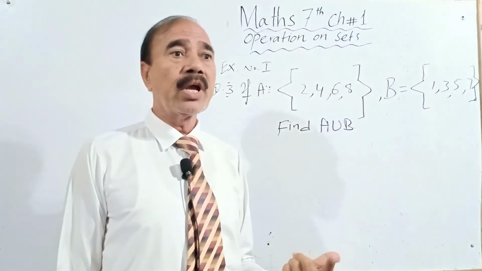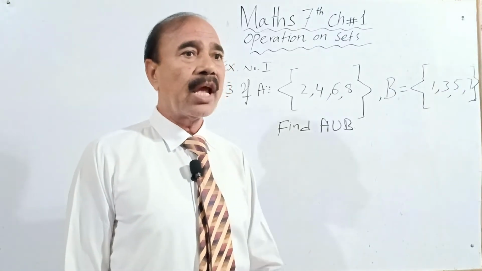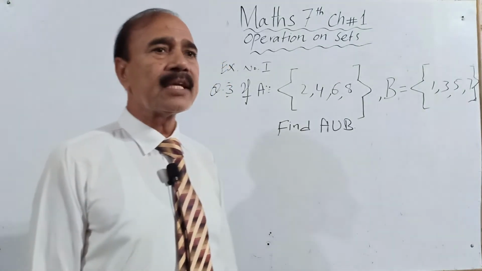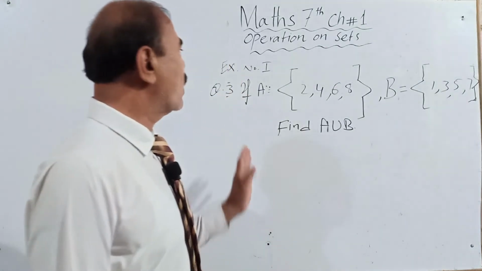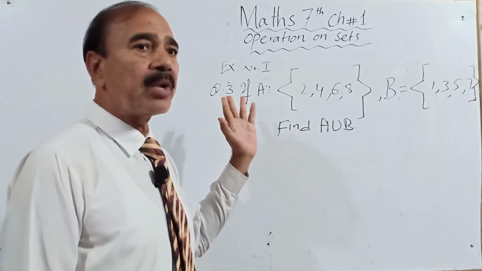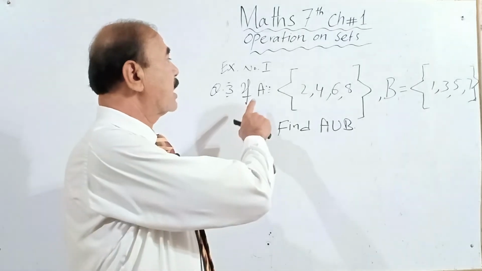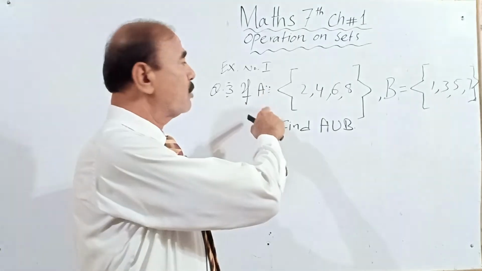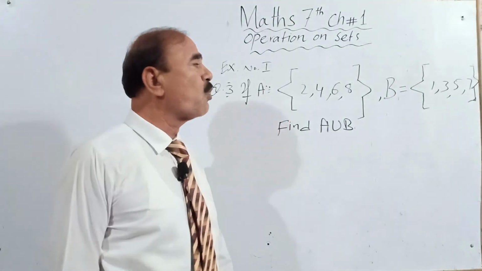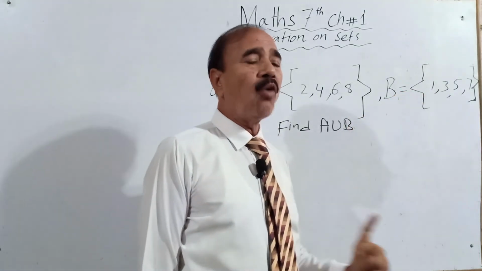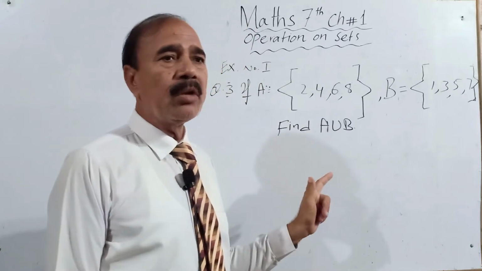He mentioned the definitions and different types. Now we have to come to exercise number 1, and first I will solve question number 3. Question number 3: A is equal to {2, 4, 6, 8} and B is equal to {1, 3, 5, 7}. Now we have to find A union B.